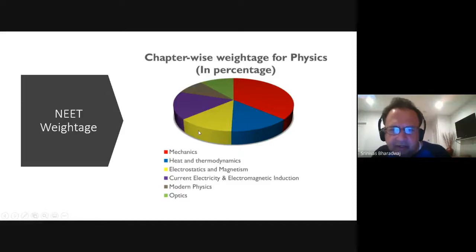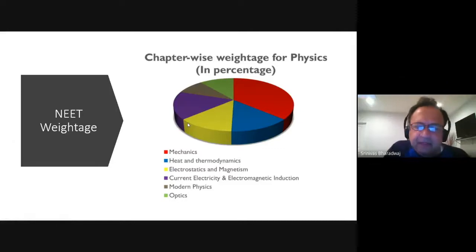Now we are in this yellow section, and here we will cover the yellow section, then we'll go to the purple section, electrostatics, then we will go to current electricity, then we will come back and complete the magnetism part. These two parts are roughly one third. The other one third is three different topics: modern physics, optics, and heat and thermodynamics.